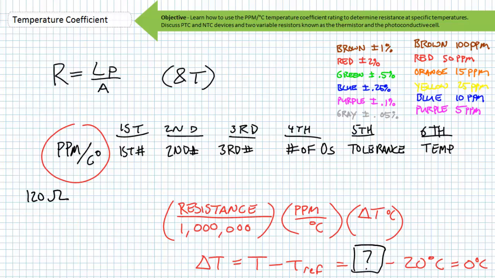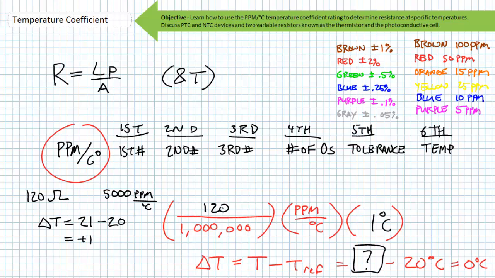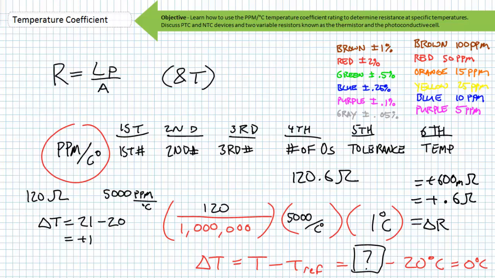Consider a 120 ohm resistor with a rather poor temperature coefficient of 5,000 parts per million per degree Celsius. If this resistor was used in a 21 degrees Celsius environment, the change in temperature would be 21 minus 20, or positive 1 degree. We'd have 120 divided by a million times 5,000 per degree Celsius times 1 degree Celsius. Our change in resistance, sometimes written as delta R, would be plus 0.6 ohms, or plus 600 milliohms. A 120 ohm resistor increased by 0.6 ohms would be equivalent to a 120.6 ohm resistor.